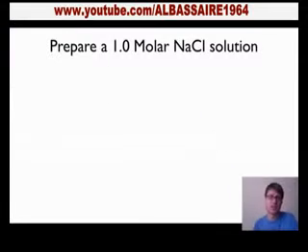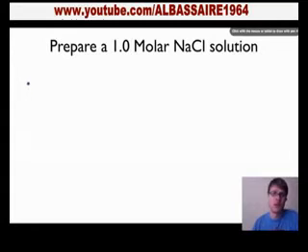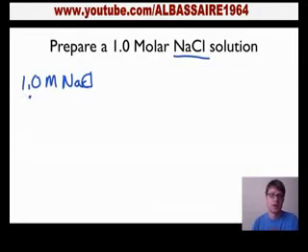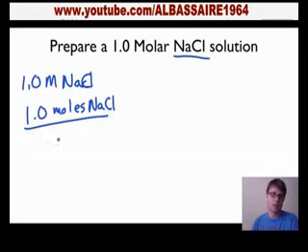Let's go to another one, because this is the way you'll sometimes be asked this in a regular lab. Let's say we've got sodium chloride, which is table salt. How do you prepare a 1 molar sodium chloride solution? So what I want is a 1.0 molar NaCl, and what that is equal to is 1.0 moles of NaCl divided by 1 liter of solution.